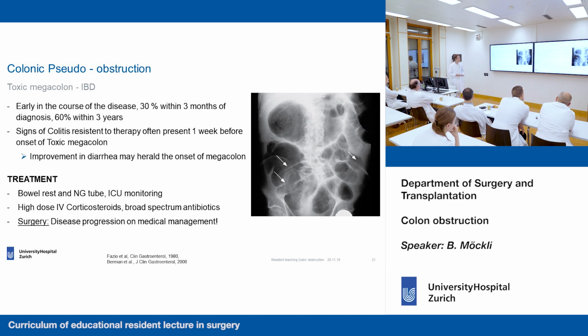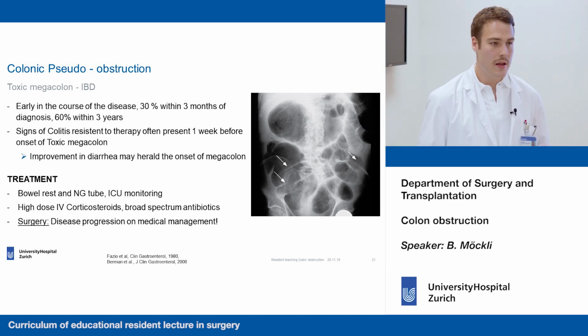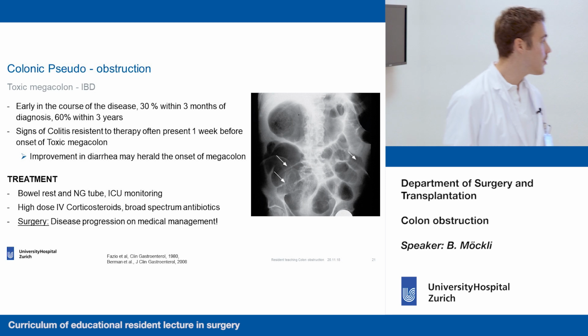What you can see here is, again, a diffusely dilated proximal colon, with haustral markings that do not extend over the whole colon, which is very typical for toxic megacolon. Also, abdominal radiographs are very critical for the follow-up of the patient, since it's an easy to follow and easy to perform study. The treatment is quite straightforward.